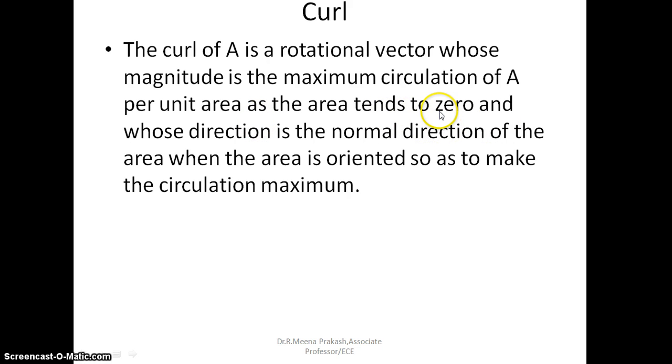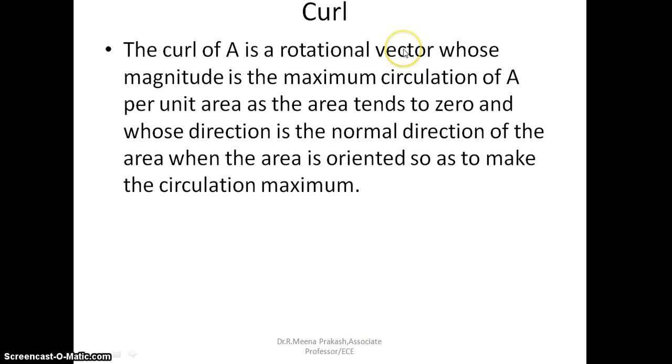So remember, the divergence of a vector is a scalar, but the curl of a vector is another vector. Curl of a vector is another vector. It has both magnitude as well as direction. Okay, so here direction components also exist. So the direction is the normal direction of the area. Normal means the perpendicular direction of the area when the area is oriented so as to make the circulation maximum. So this is how we can define the curl.